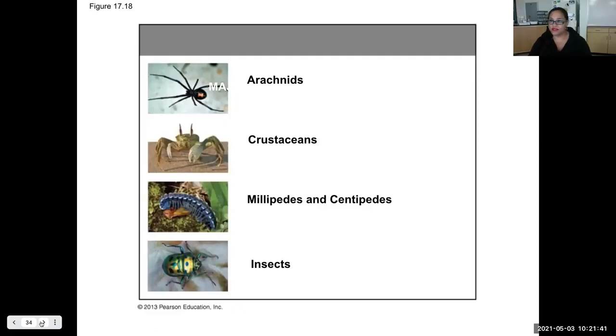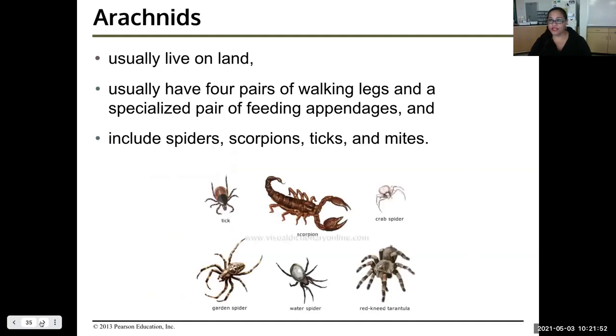So we have the arachnids, the crustaceans, the millipedes and centipedes, and the insects. Arachnids usually live on land. They usually have 4 pairs of walking legs and a specialized pair of feeding appendages, and include spiders, scorpions, ticks, and mites. You might have heard of the word arachnophobia. That is the fear of spiders, but arachnids include all of these.